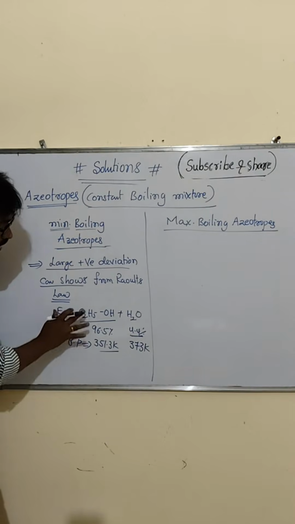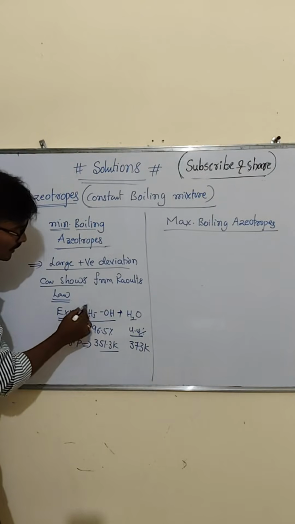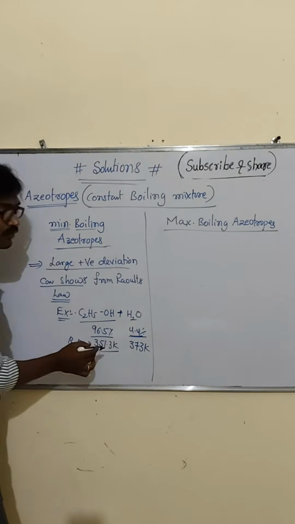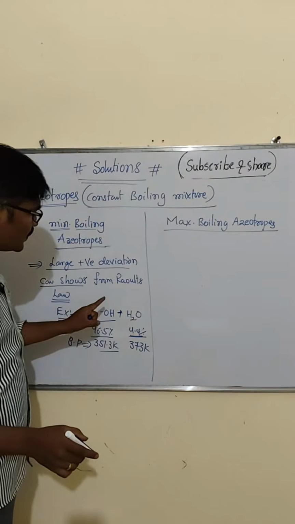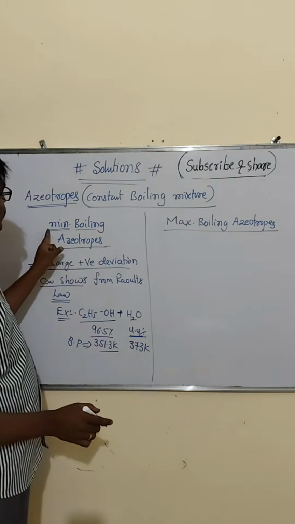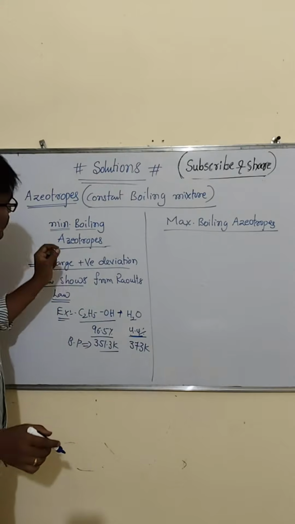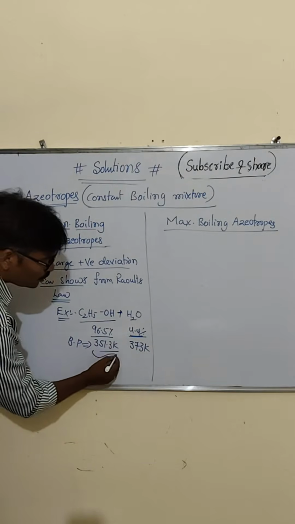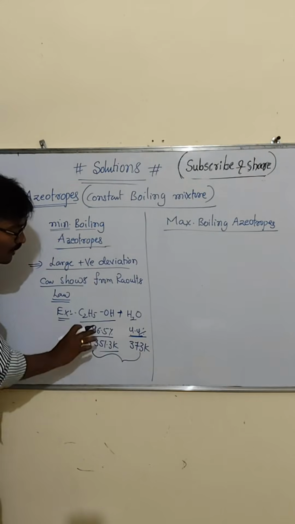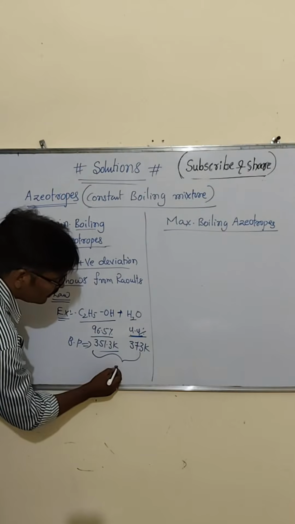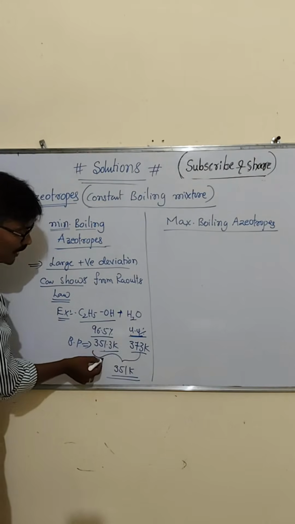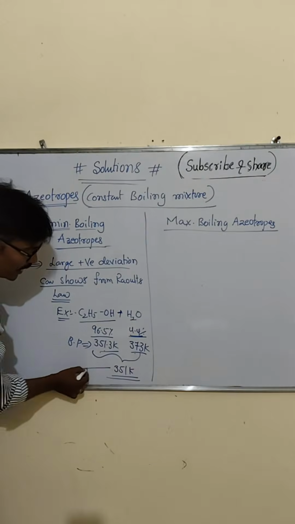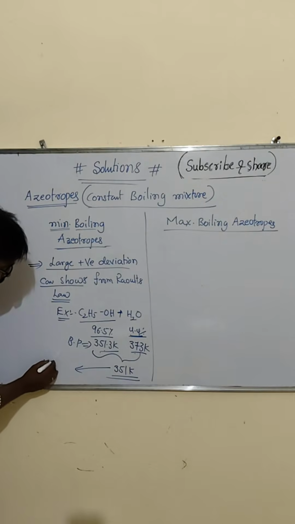Observe the question carefully. Observe the topic carefully. If we take these two in the ratio of 96.5% and 4.4%, at a specific composition, we call it the minimum boiling azeotrope. Why do we call it the minimum boiling azeotrope? Compared to both boiling points, the mixture boils below these two temperatures. That is, it boils at around 351 Kelvin. So when it boils at a temperature lower than both these boiling points, we call that the boiling point of the azeotrope. This is what we call the minimum boiling azeotrope.